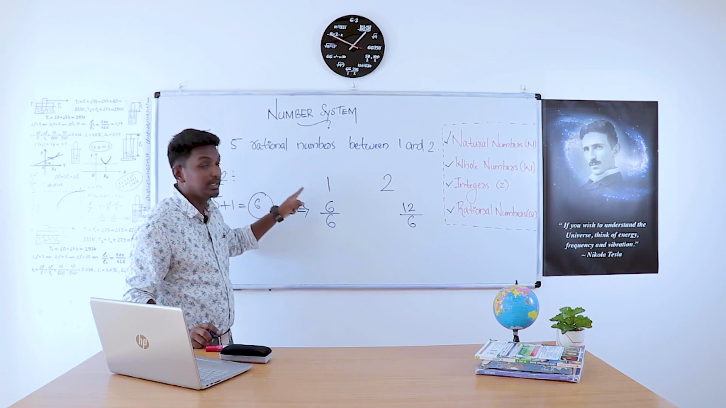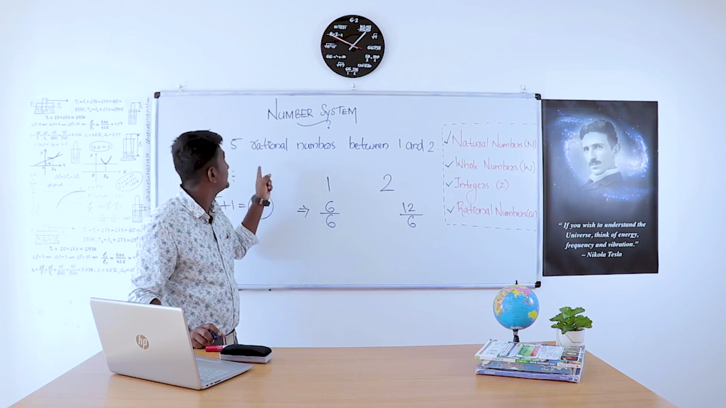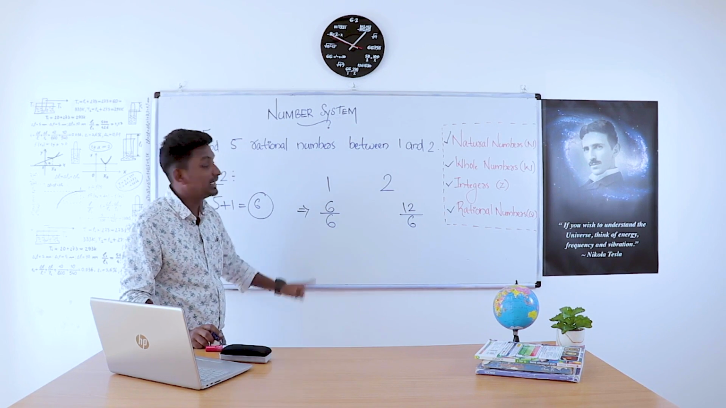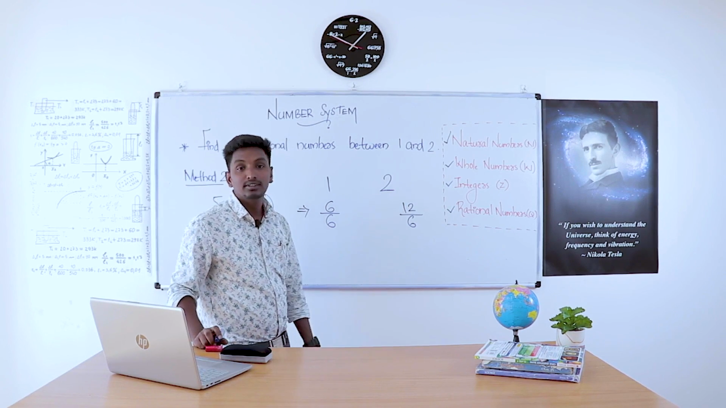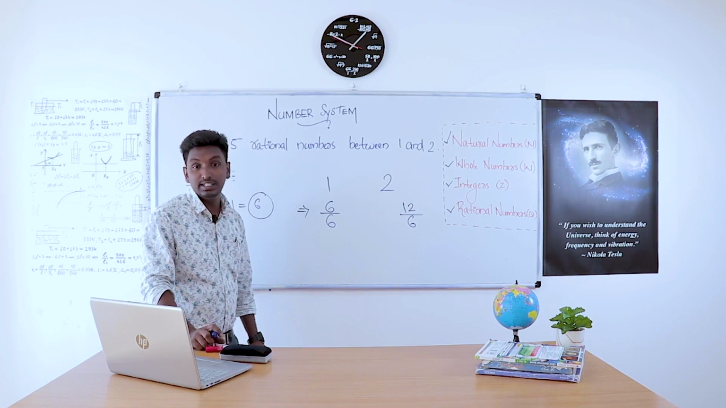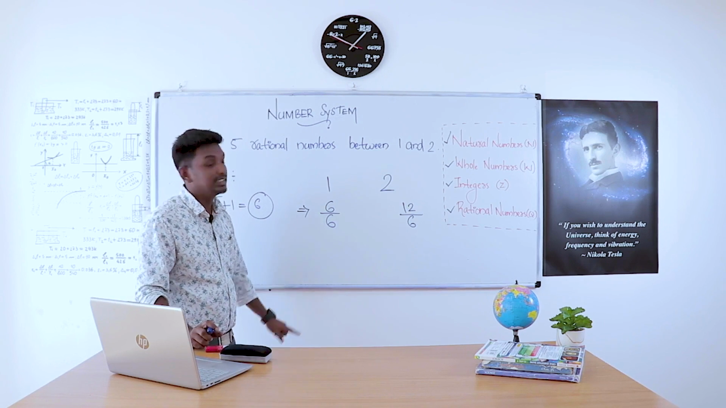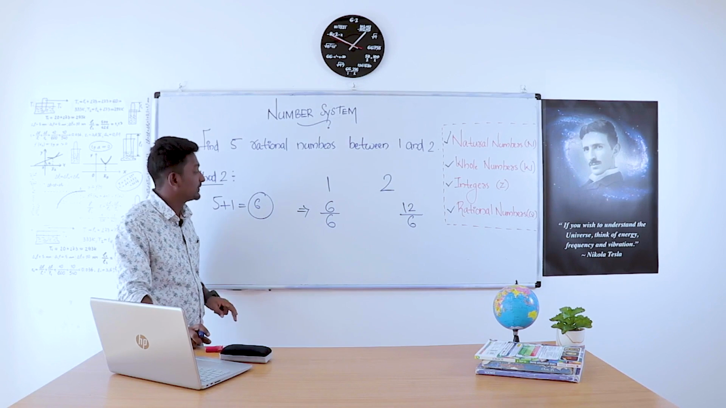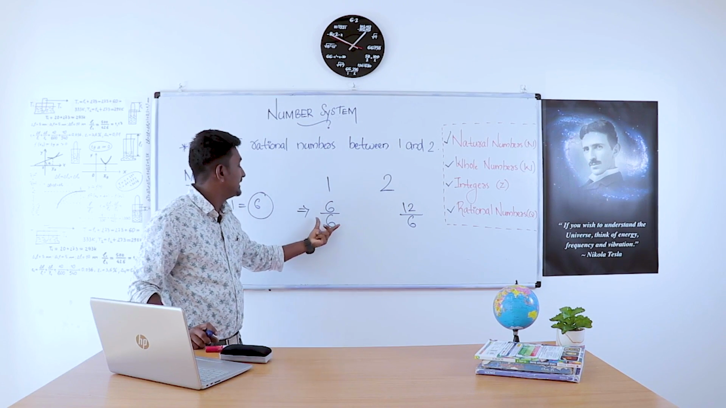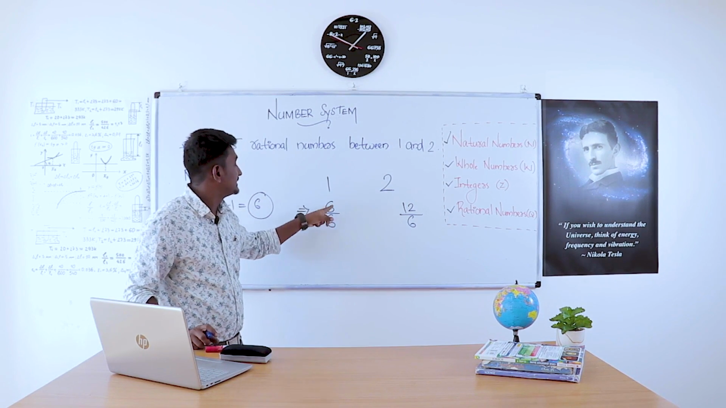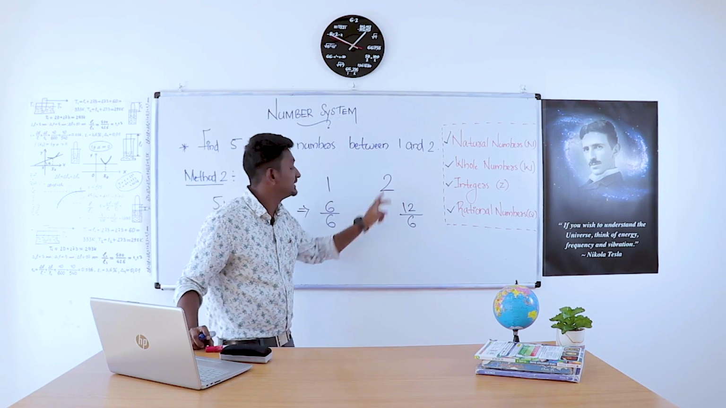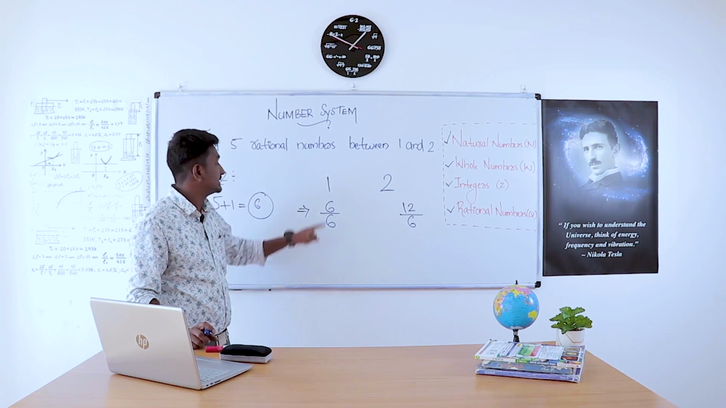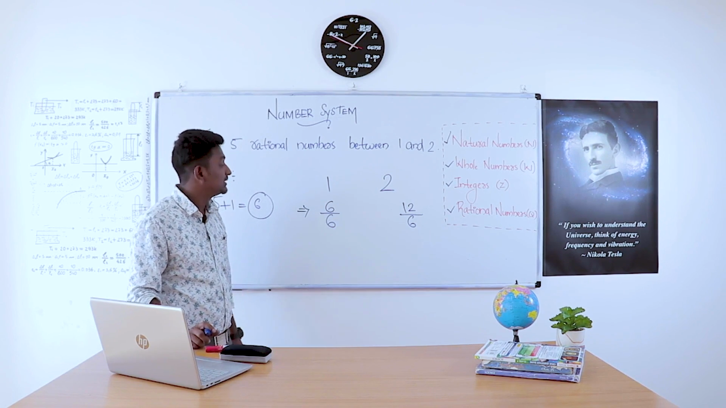For 5 rational numbers, we make the denominator 5 plus 1, that is 6. If we are asked for 10 rational numbers, then make the denominator 10 plus 1, 11. If we are asked for 15 rational numbers, then 15 plus 1, 16. That should be the denominator. Now here in this question, it is 5. Therefore, I made the denominator 6. That is, 6 by 6 is 1 and 12 by 6 is 2. Here we get 6 by 6 and 12 by 6.